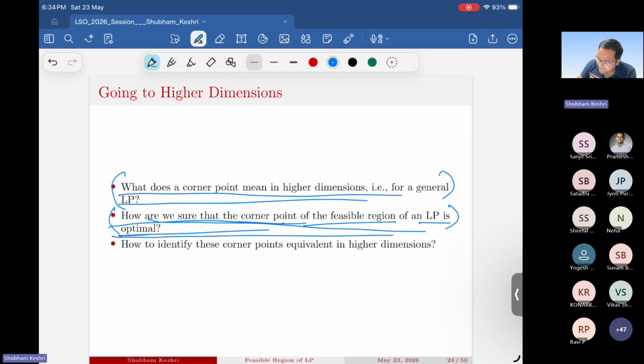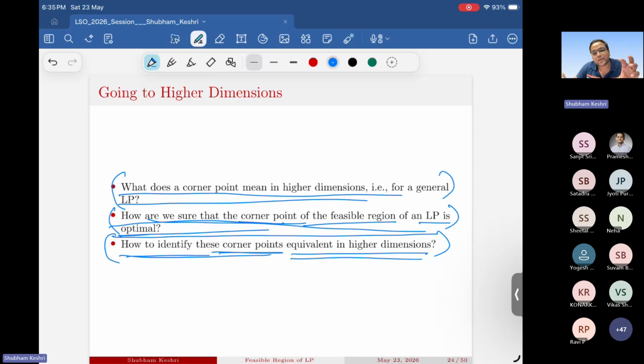So we have answered the second question. The third question we have is how to identify this corner point equivalent in higher dimension. We have seen what an extreme point is for a polyhedron, but how will we identify those extreme points? That is what we will see in the next few slides.